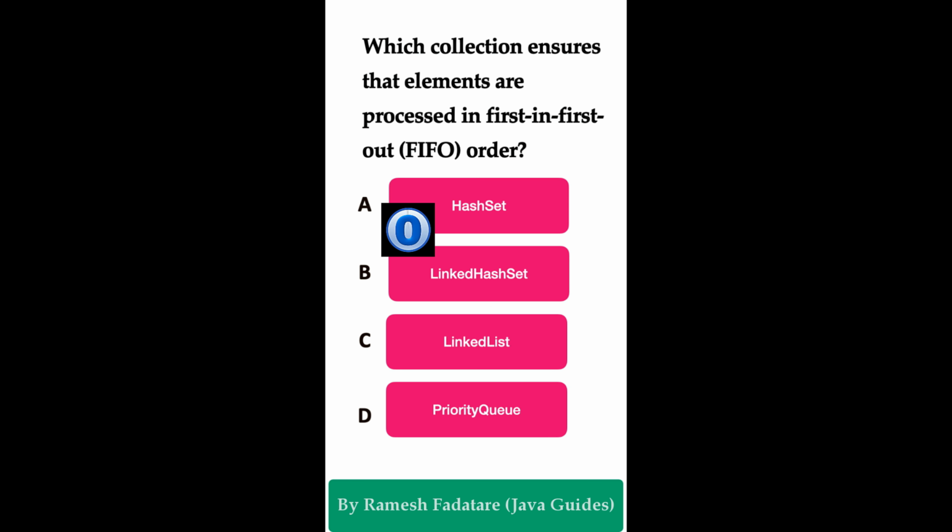The correct answer is option C, linked list. In Java, the linked list class is commonly used to maintain first in first out order when it is used as a queue. The linked list class implements both list and deque interfaces, allowing it to function as a queue. Other collections like HashSet, LinkedHashSet, and priority queue do not guarantee first in first out ordering.